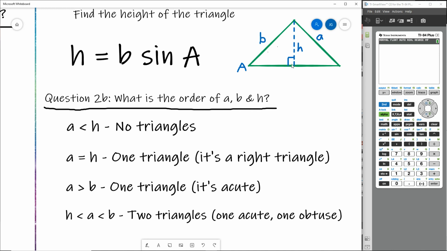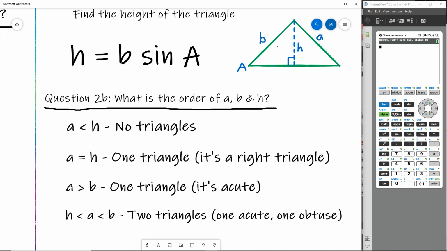If it turns out that our a value is equal to h, so if we go back up here to this triangle, if that a and h are equal to each other, we have one triangle. And it's going to turn out that it's actually a right triangle. So if it turns out ever that you find a equals h, you don't even have to use the law of sines to figure everything out. At this point, you can figure out your third side by using the Pythagorean theorem. You know angle B here is going to be 90 by the fact that it's a right triangle, and you'll know that C is going to be the complement to A. So we don't even have to use the law of sines when we get a situation where a equals h.